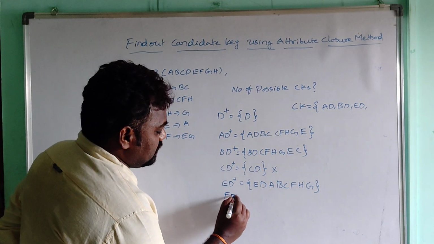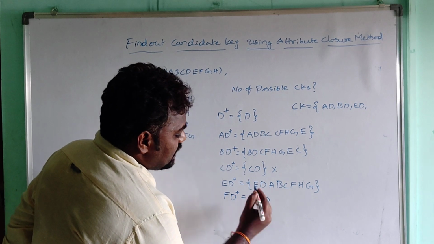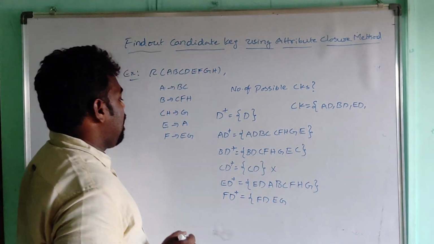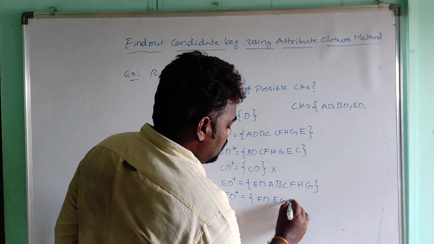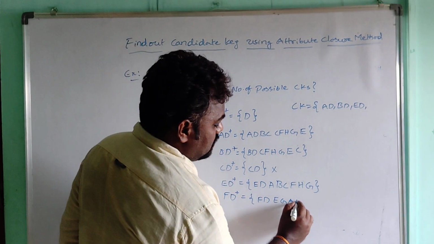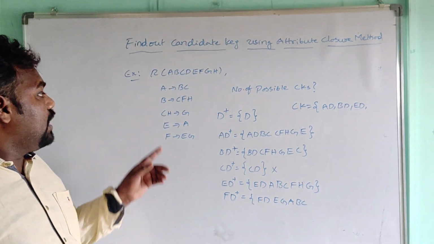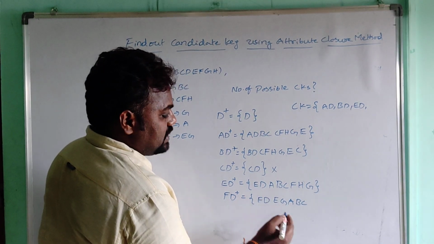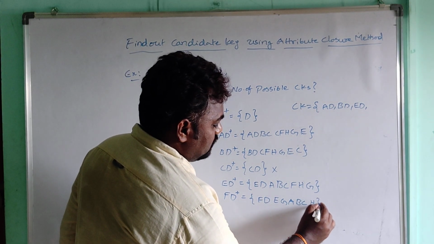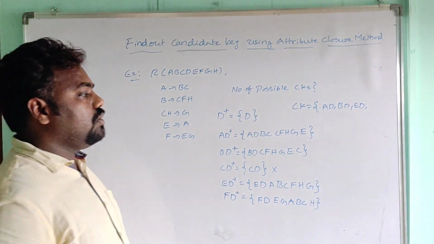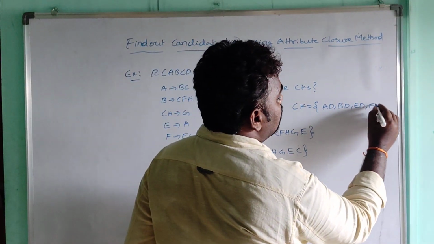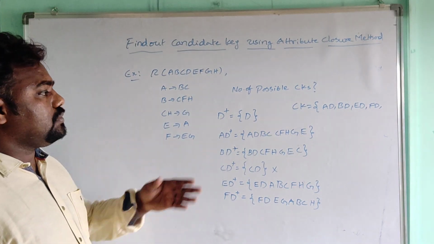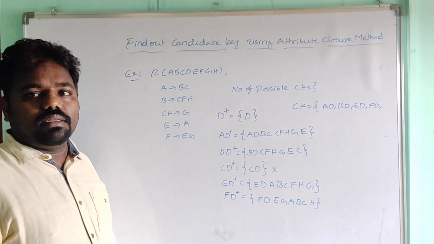Next, FD plus. Here FD determines FD. F determines EG. Then E determines A. A determines BC. Then B determines CFH, CF is already present, then simply we add H. The FD can also determine all the elements in the given relation. FD is also a candidate key.